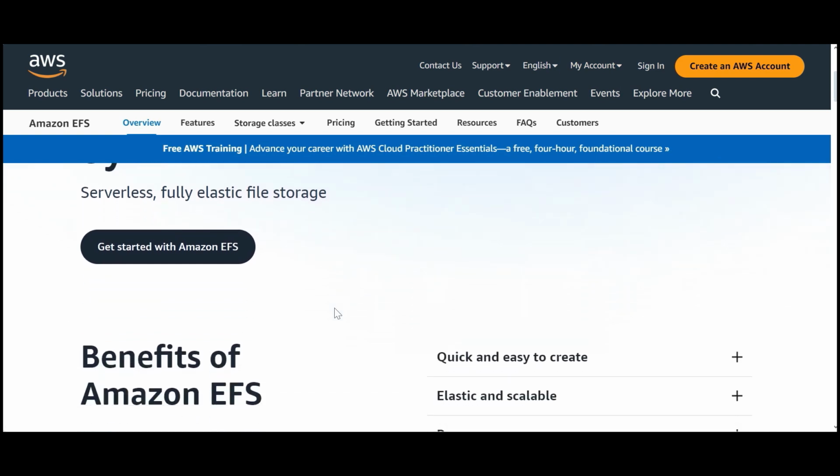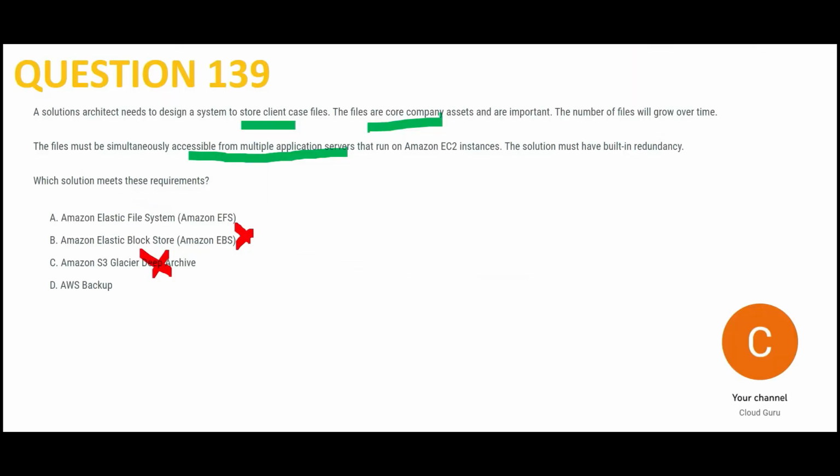It can be accessed from anywhere. In your Windows Explorer world, it is just like having your G drive or an external drive which is on the network. Anybody can use it. EFS is also similar to that. So in this case, option A, EFS would be our answer.